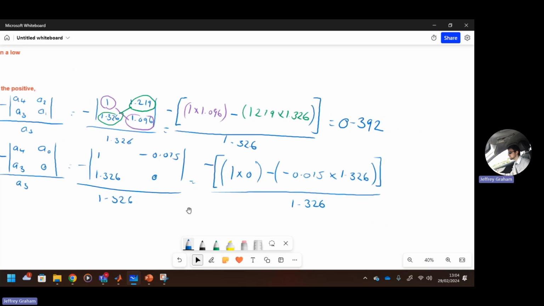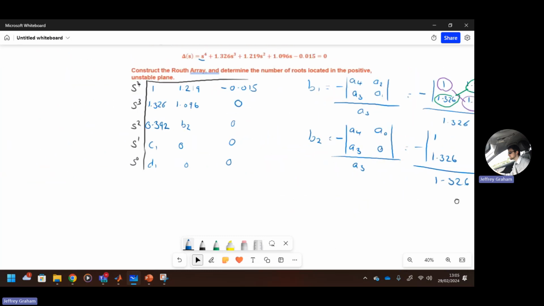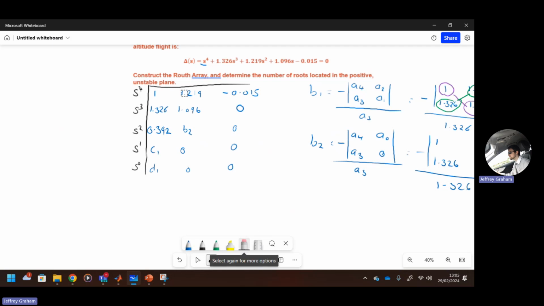Hopefully you can see that equates to nothing. We've got 1.326 on top, 1.326 on the bottom, to cancel each other out effectively. So our solution is just going to be 0.015. Then with the signs, we've got a minus, that minus, and that minus. So 3 negatives gives us a negative overall, minus 0.015 for that one. Right, in that goes.